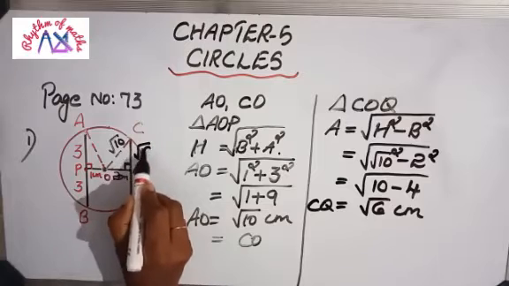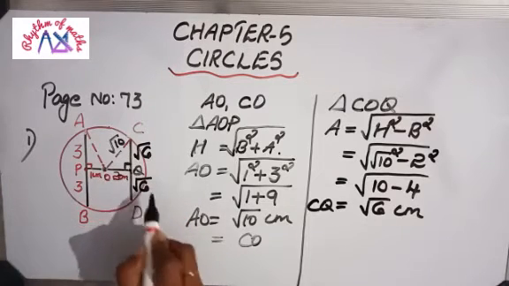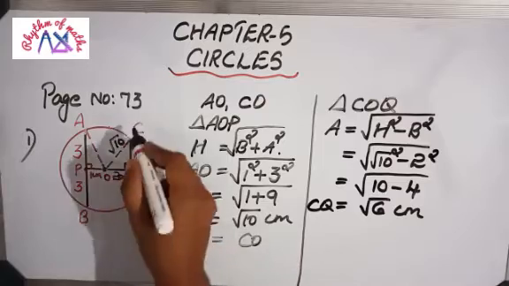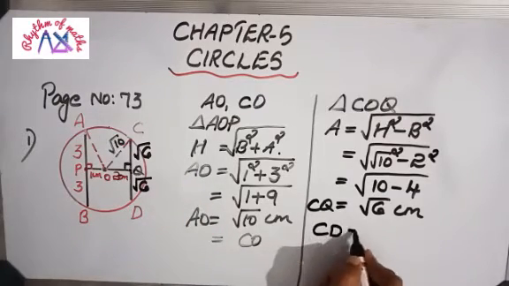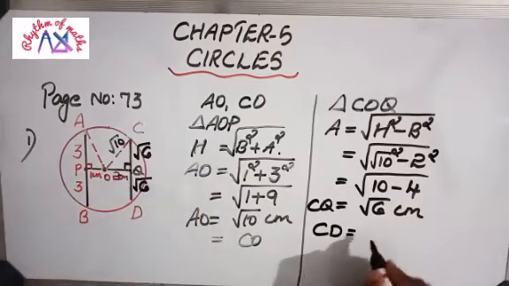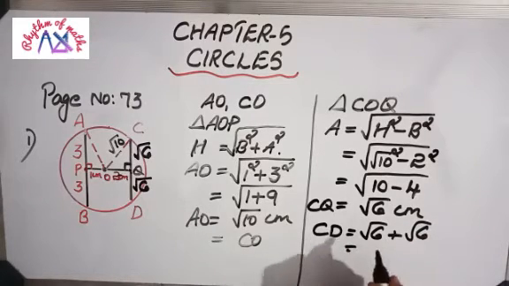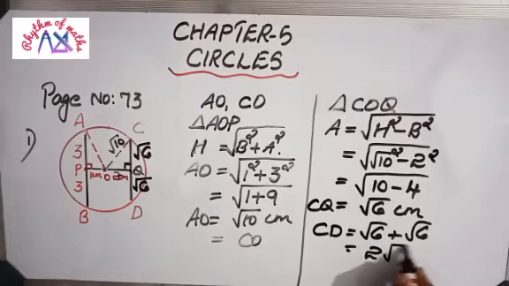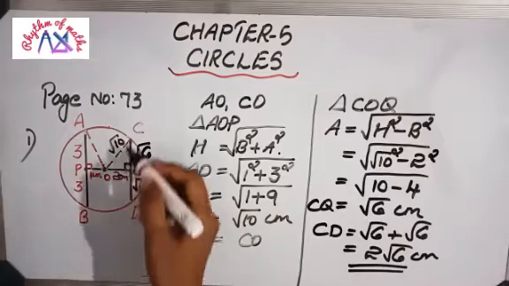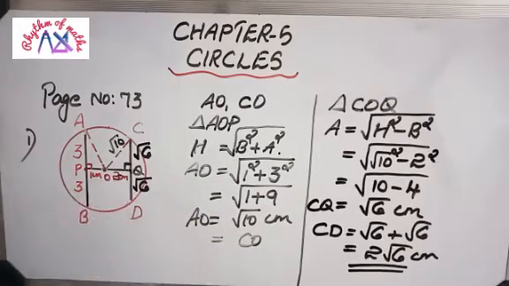Now, if this is root 6 centimeter, this portion also will be root 6 centimeter. So total length of chord CD equal to root 6 plus root 6. The answer is not root 12, it is 2 root 6. Don't write it as root 12, that is wrong. 2 root 6 are there, so the total answer is 2 root 6 centimeter. That is the length of the chord which is 2 centimeter away from the center of the circle. So this is the first one's answer.